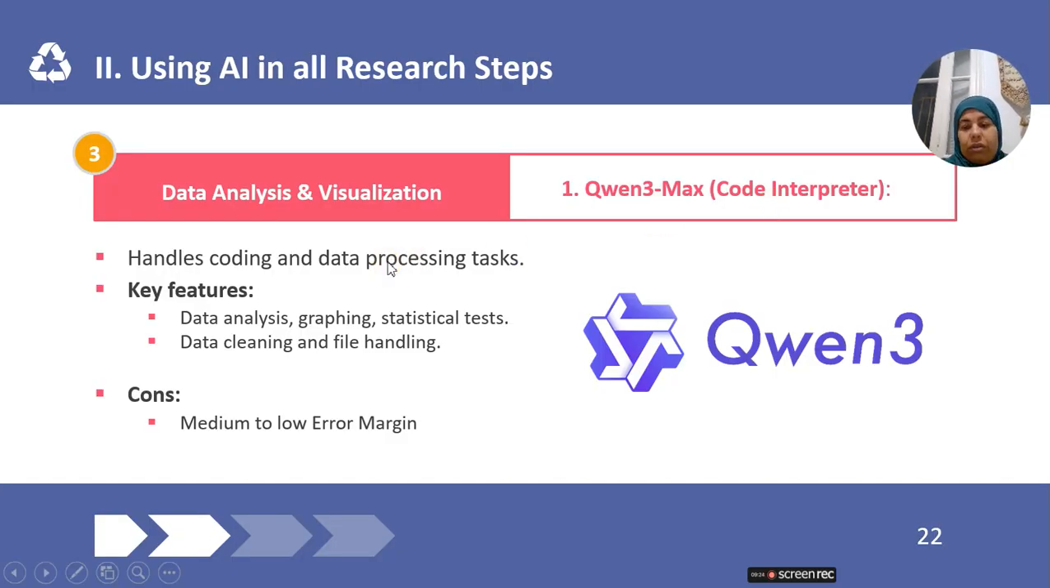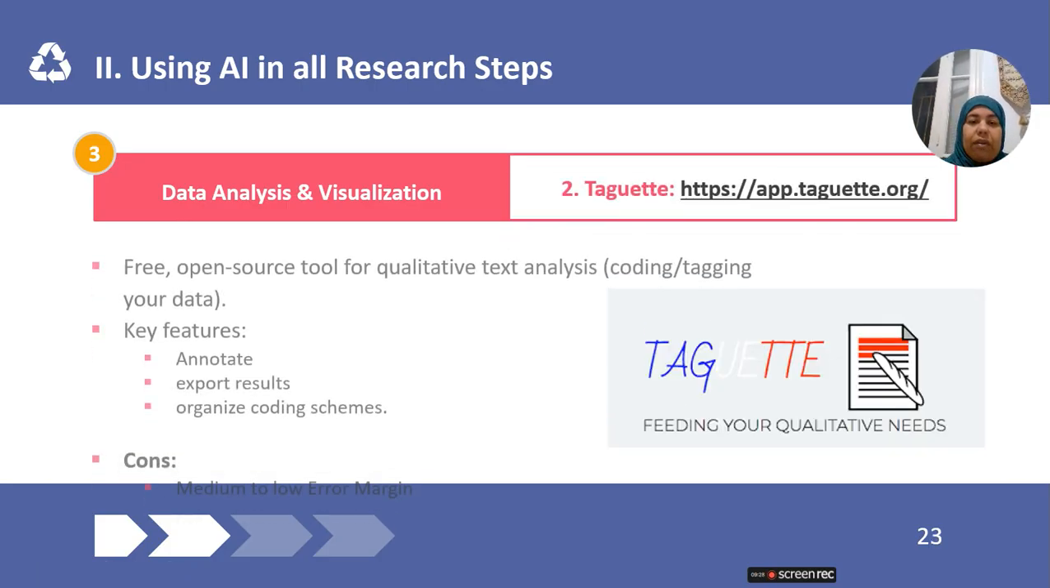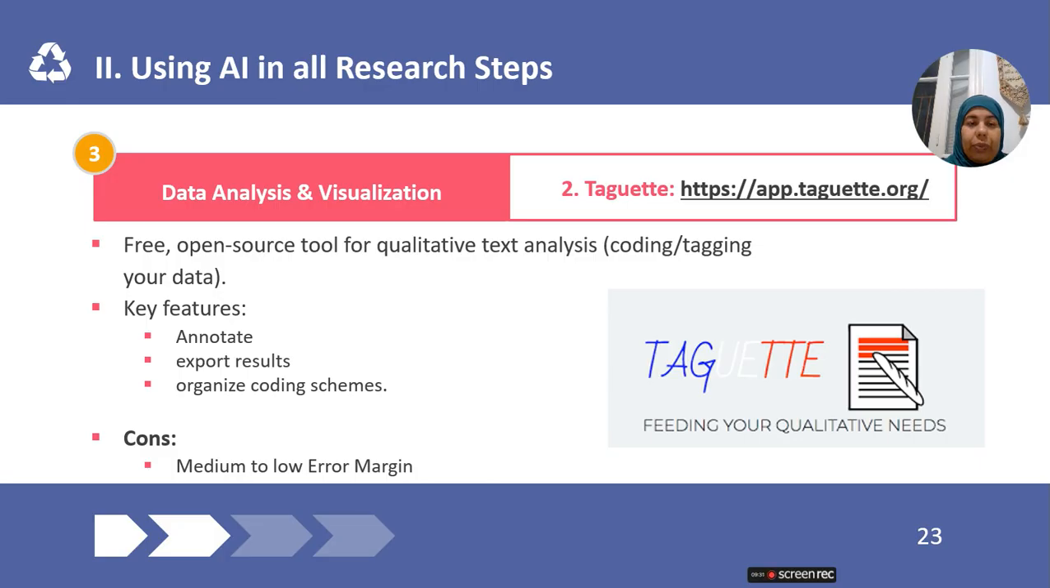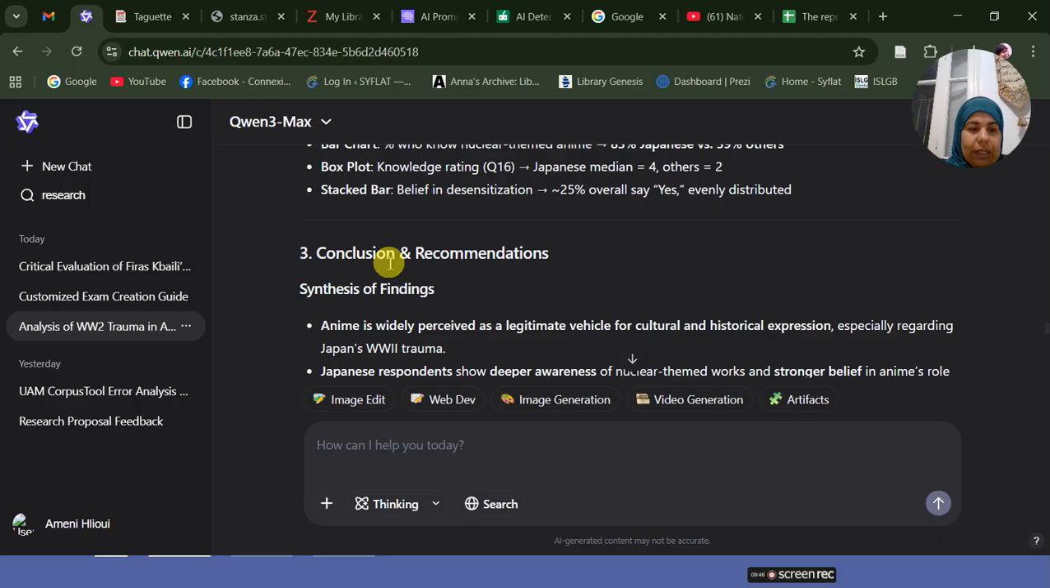So here, besides QuenMax, we have Taguette, which is a free open source tool for qualitative text analysis, coding, tagging. It annotates, exports results, organizes coding themes. Again, the con is mostly the medium to low error margin. Okay, let's see Taguette.